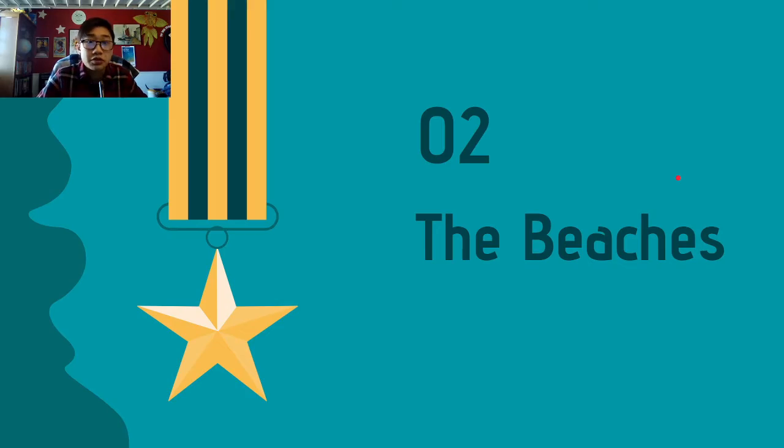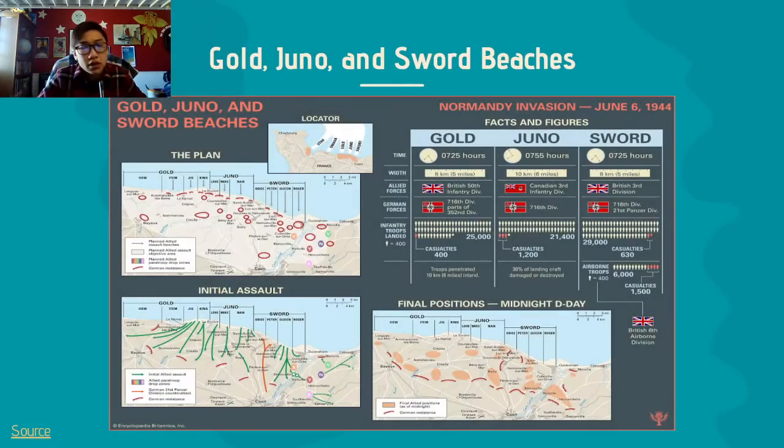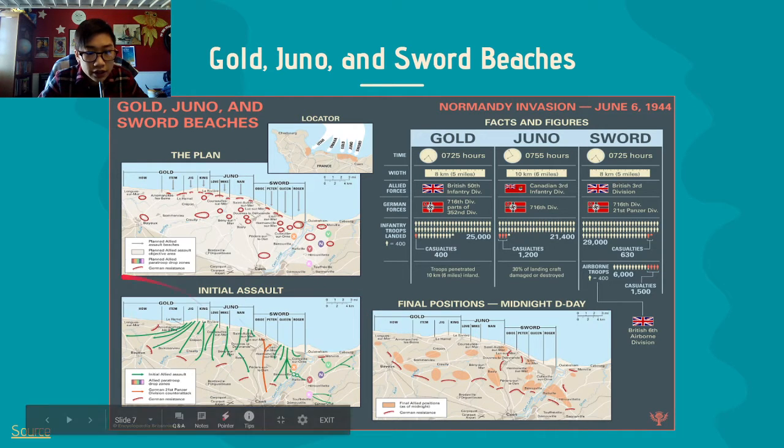Next up, the beaches themselves. So here we have Gold, Juno, and Sword beaches. Those are going to be these 3 over here. So as you can see, we have where the Allies are going to land, and the red is the German resistance. We have where we are going to have the Allied assault in these gray lines here and here. And the green also down here is the initial Allied assault. The red, again, is the German defense.